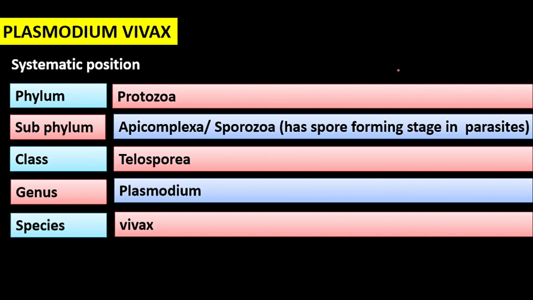In today's class, we are going to study about the Plasmodium vivax. Let's begin our class. Let's start with systematic position. Phylum is Protozoa. Subphylum is Apicomplexa or Sporozoa. What is Sporozoa? In its life cycle, at least once there will be the formation of spores. So we call it as Sporozoa. Class is Telosporea. Genus is Plasmodium and species is vivax.